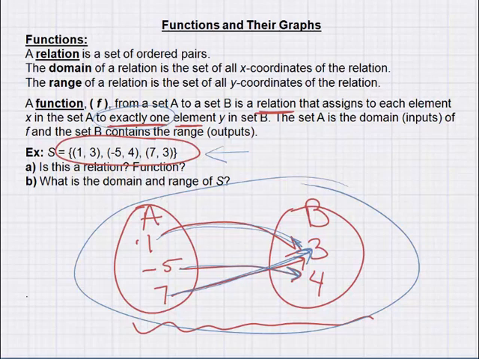The next part is, okay, well, what's the domain and what's the range? Well, the domain is everything in the first set, and the range is everything in the second set. Essentially, the first component of every ordered pair is my domain, and the second component of every ordered pair is my range. So this would be considered my domain, and this would be considered my range.